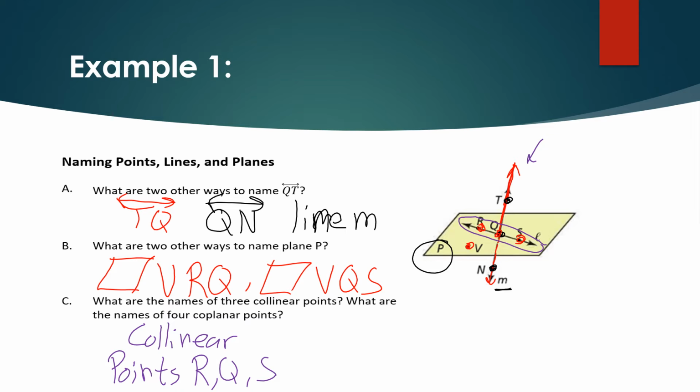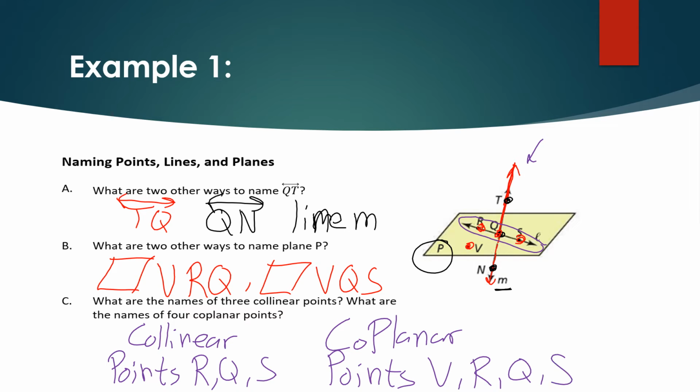And then for coplanar, so they want 4 coplanar points, I am a little restricted here. I have to stay in the plane, and I only have 4 points. I've got V, R, Q, and S. So they would have to be the points V, R, Q, and S.